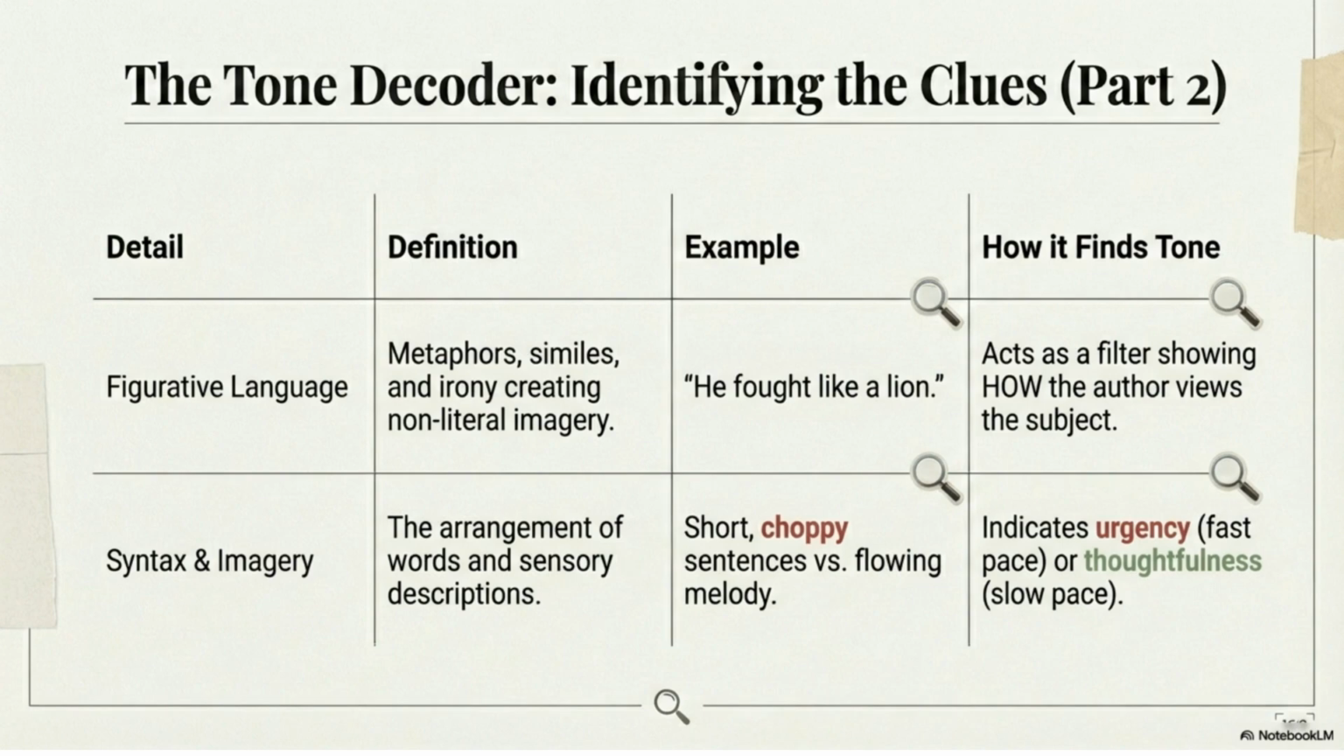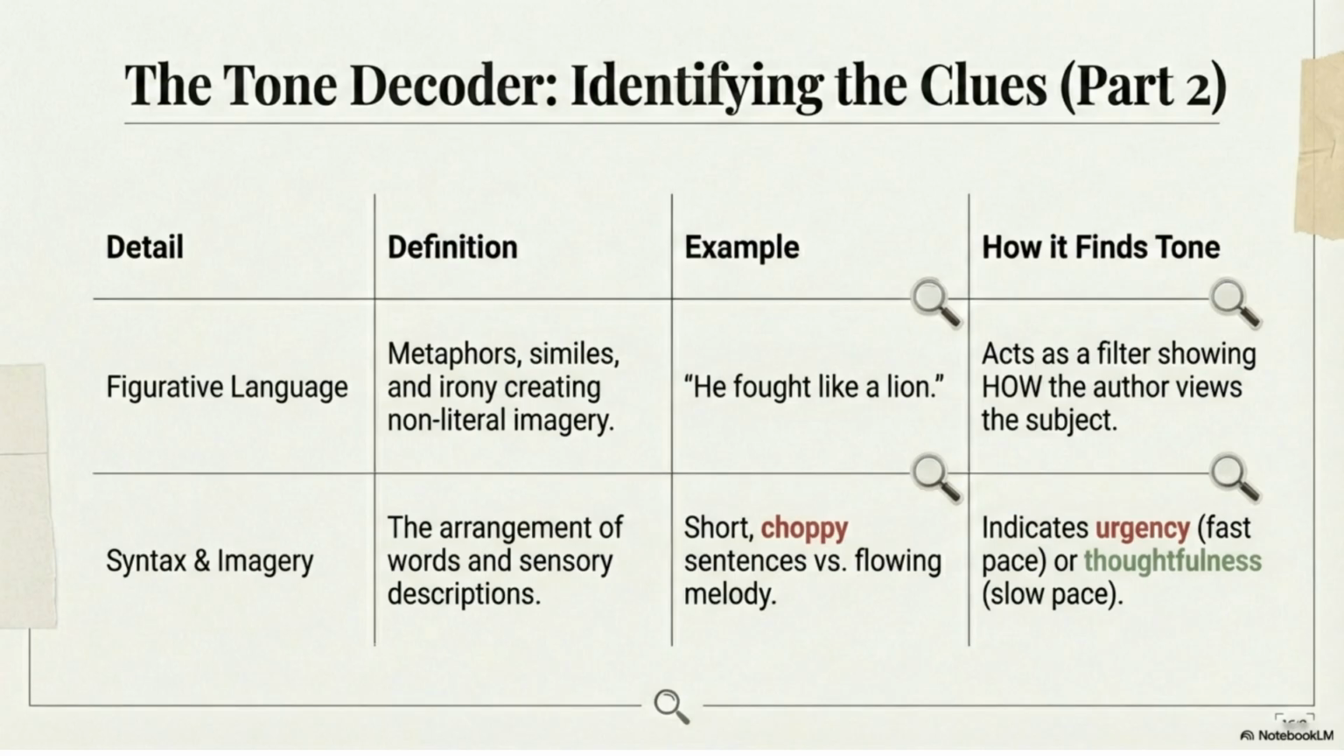Next, two more key clues readers use to identify tone. Figurative language includes metaphors, similes, and irony that create images beyond the literal meaning. These comparisons act as a filter that shows how the author views the subject. For example, saying, "He fought like a lion," reveals admiration, rather than simply describing the action.